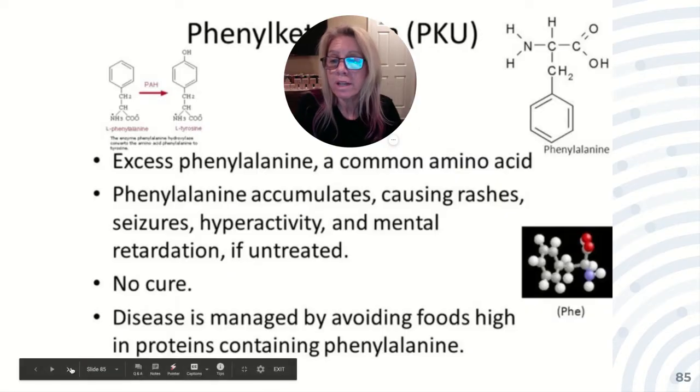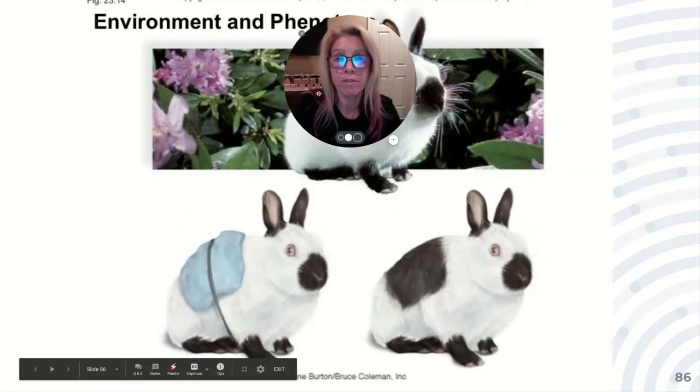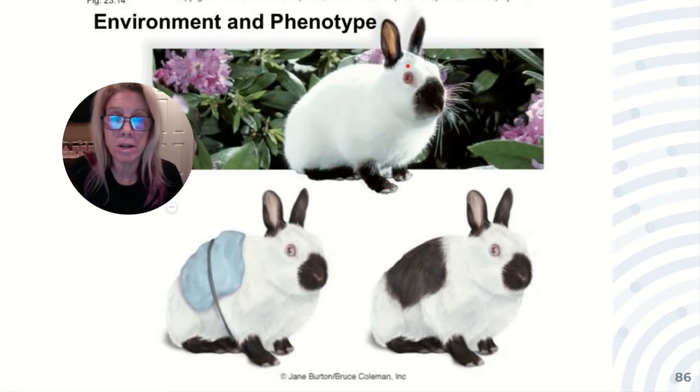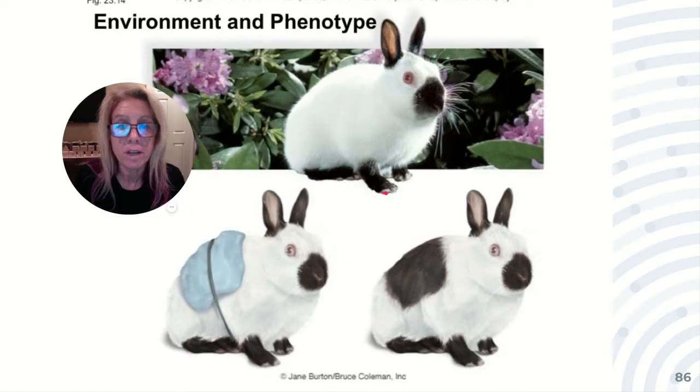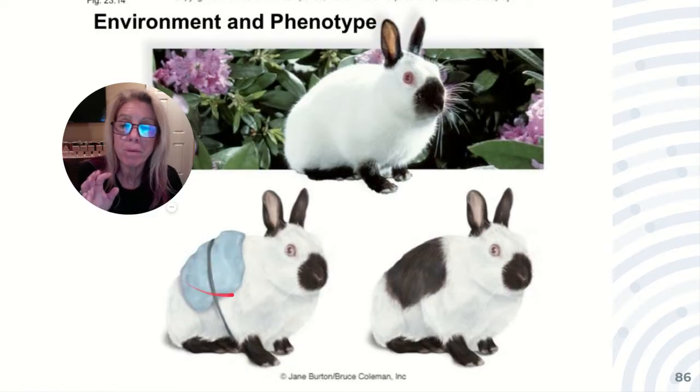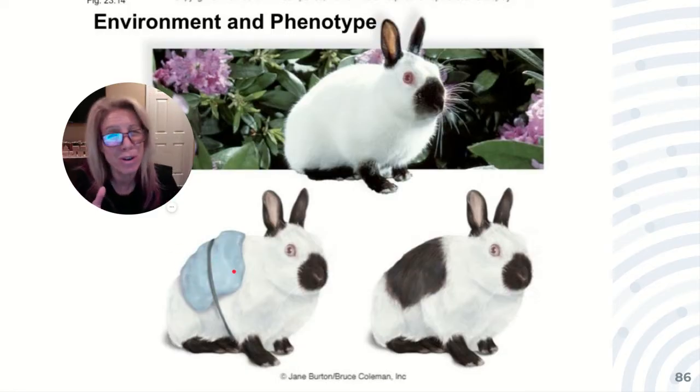Okay, next one is temperature, how temperature can affect your environment. So these are Himalayan rabbits. This is how they normally look right here in this top picture. Their ears are a little bit darker, right in front of their face are darker, and their feet. And what scientists have done, though cruel as it sounds, is they shaved the backs of the Himalayan rabbit and put an ice pack on there. I don't know for how long, 48 hours, I don't know, 3 days, a week.